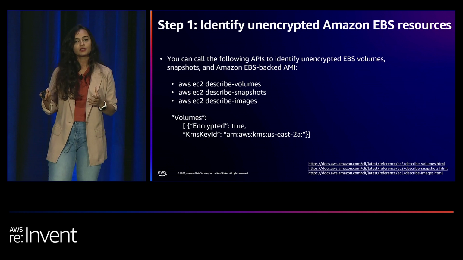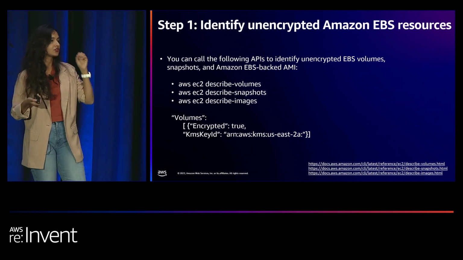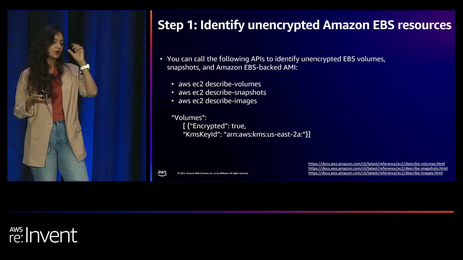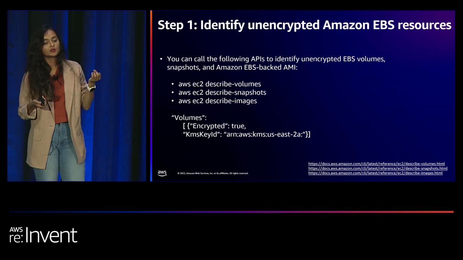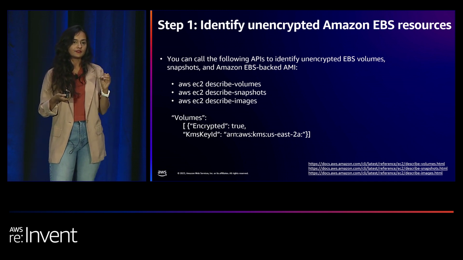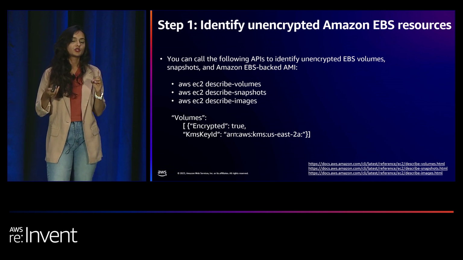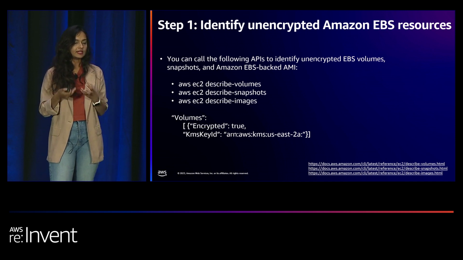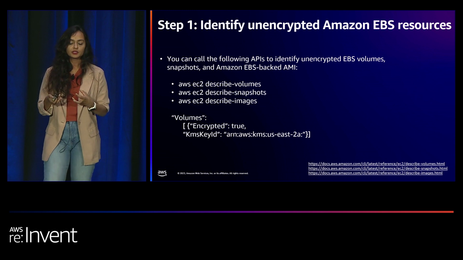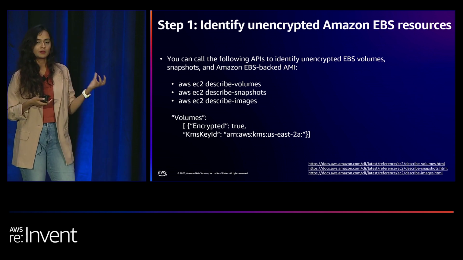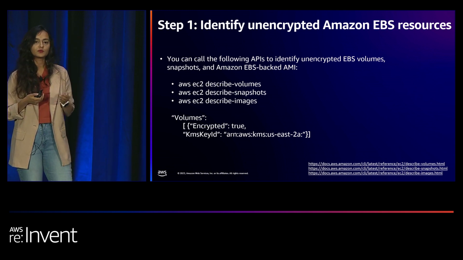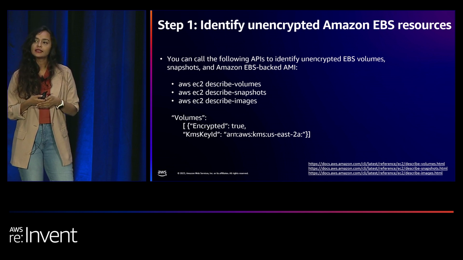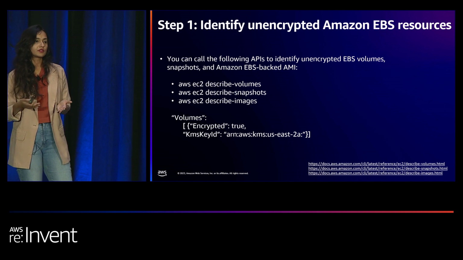The first step that you want to start with is identification and discovery. You want to identify which resources are encrypted versus which are not, and then you want to identify which accounts have encryption by default enabled and which do not. For identifying resources that are encrypted, you can use the describe API. You can use describe volumes, describe snapshots and images, and look at the encrypted parameter, and that will tell you whether a certain resource is encrypted or not.